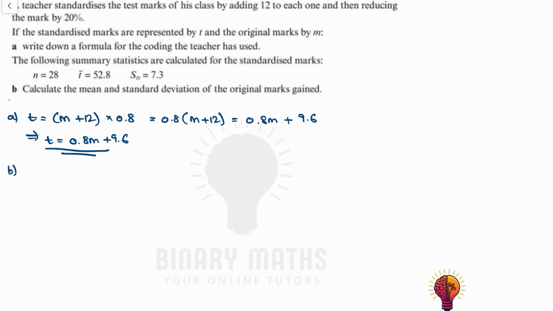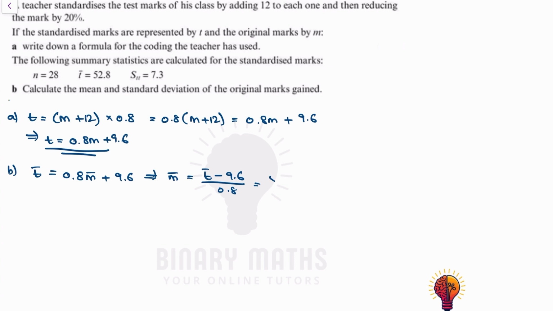Okay, first we need to work out the T bar and sigma T. So T bar, we know what T bar is already, so T bar would be equal to, because the mean is affected by both multiplying and adding, it will be 0.8 times M bar plus 9.6. Now we're trying to find an M bar, so we need to rearrange to make M bar the subject of the formula. So it's the same thing as T bar minus 9.6 divided by 0.8.